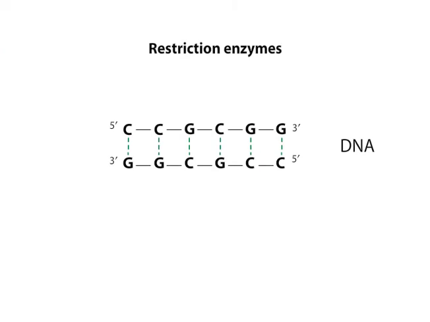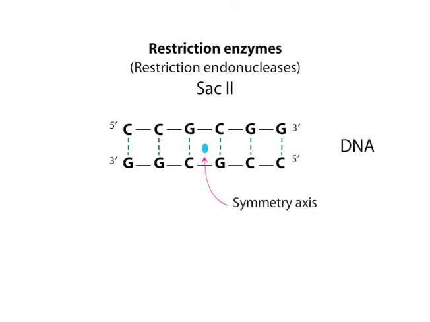Restriction enzymes, also called restriction endonucleases, recognize specific base sequences in DNA and cleave both strands at specific places. A restriction enzyme called SAC2 recognizes CCGCGG, read in the 5' to 3' direction. Notice that a twofold rotational symmetry exists in this sequence.